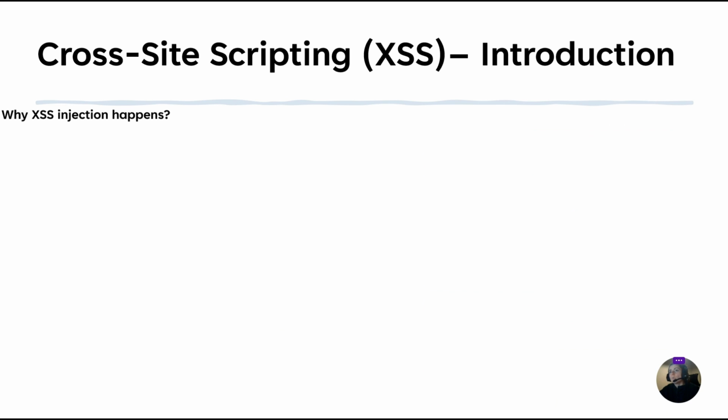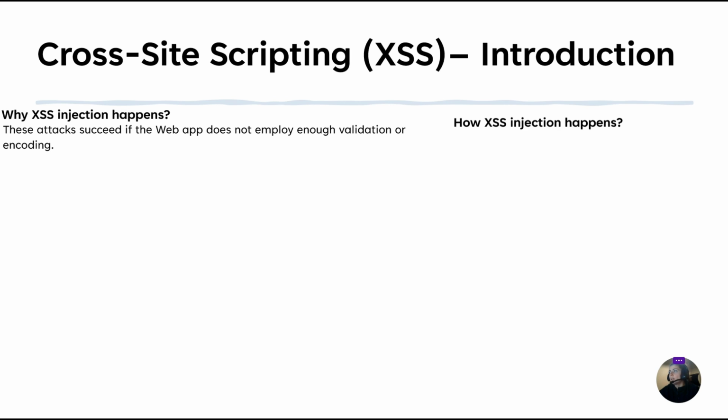Okay, why does XSS injection happen? First, this attack succeeds if the web application doesn't employ enough validation or encoding, similar to SQL injection or XML external entity vulnerability. Basically, the web application should employ enough validation and encoding.